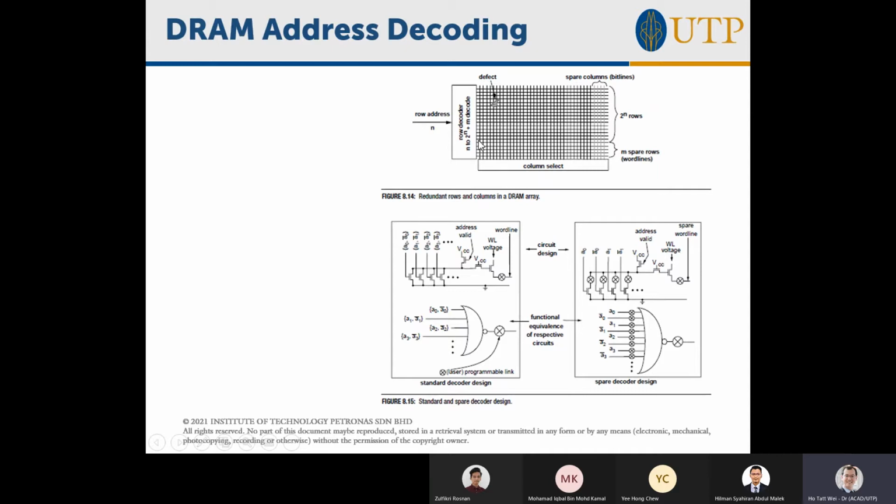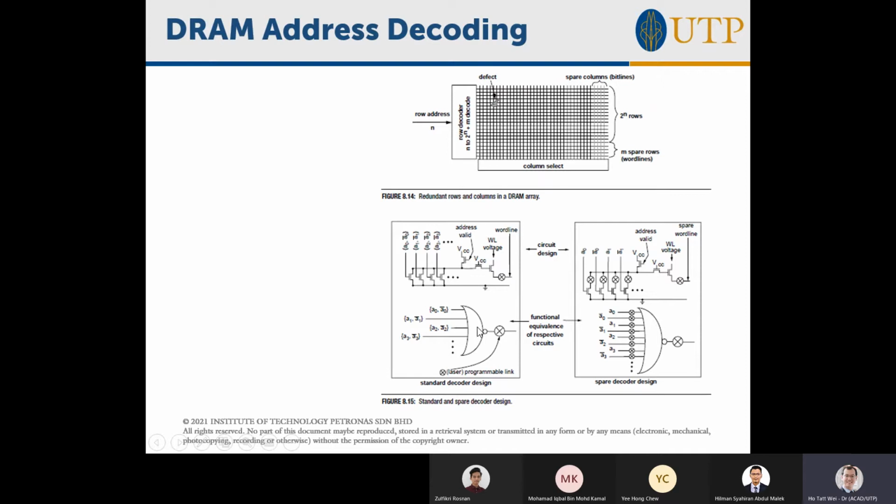There are all these circuits that will decode the address. So if you have n bits of address, you'll have 2 to the power of n decoders. So if I have a 4-bit row address, then I'll have 2 to the power of 4, 16 NOR gates. This NOR gate will have to take in 4 bits. If it's an 8-bit row address, I have 2 to the power of 8, 256 NOR gates.